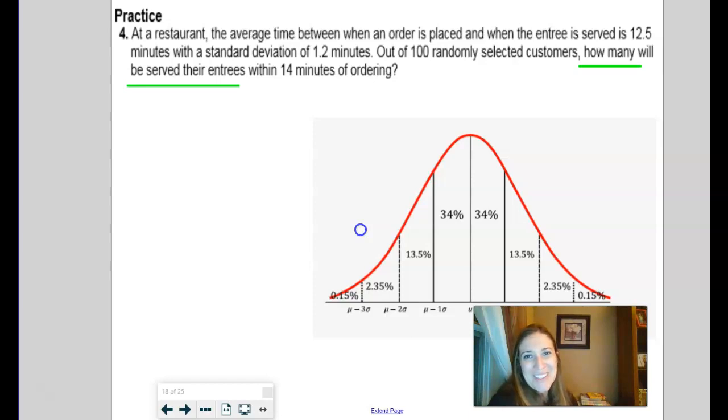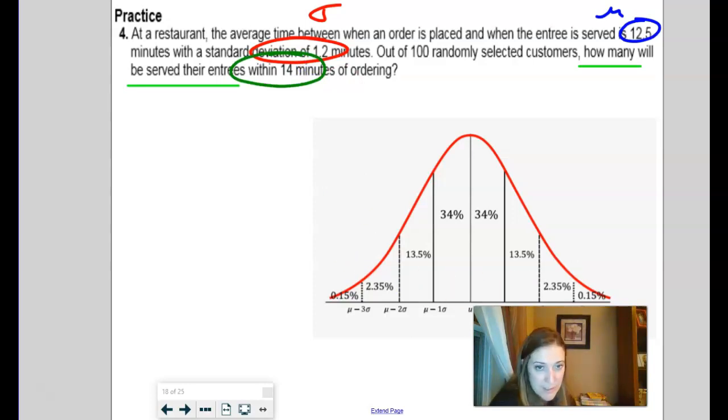All right, so at a restaurant, the average time when an order is placed is 12.5. So this right here is your mean. Standard deviation of 1.2. There you go. This is the number of samples, 100 customers. Okay, we'll come back to that in a minute. And they want to know within 14 minutes. So that means 14 minutes or less.